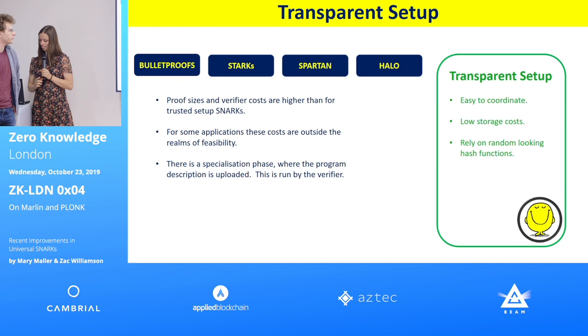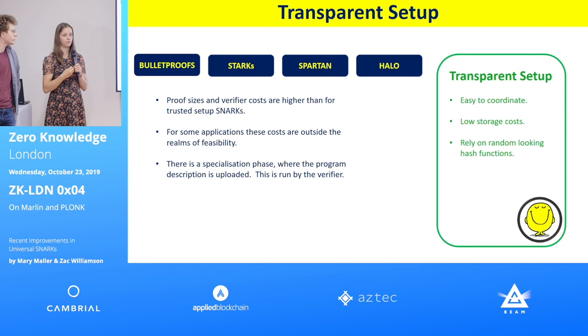Some examples of transparent setups: we have Bulletproofs, we have STARKs, we have Spartan, and we have Halo. And these are all good protocols, but in the case of STARK and Spartan, they have slightly larger proof sizes. In the case of Bulletproofs, they have larger verifier time. And in the case of Halo, you really need to be in a setting where you can batch your proofs, which I'll go into more detail on later. And sometimes these costs are outside the realms of feasibility. And when they become infeasible, you start to say, okay, what else can I do?